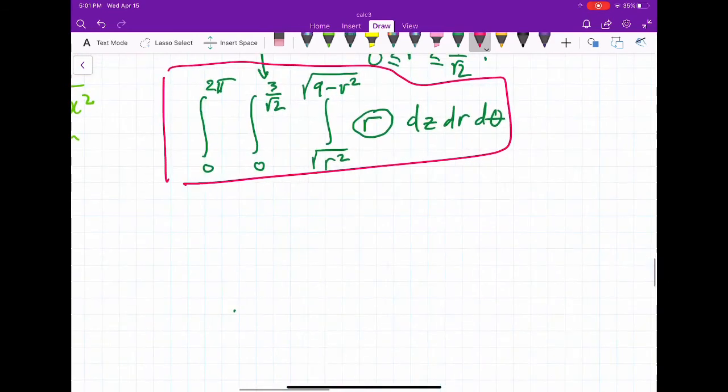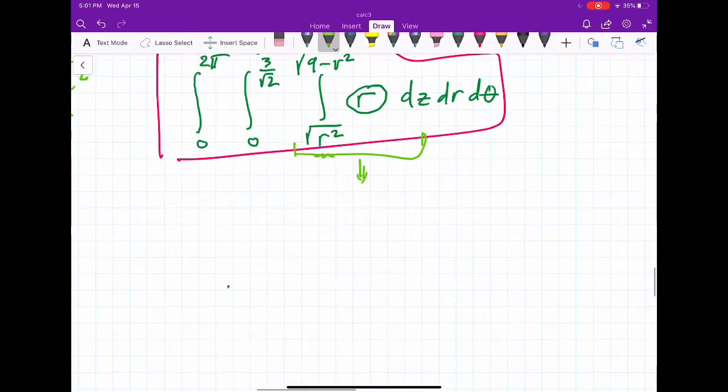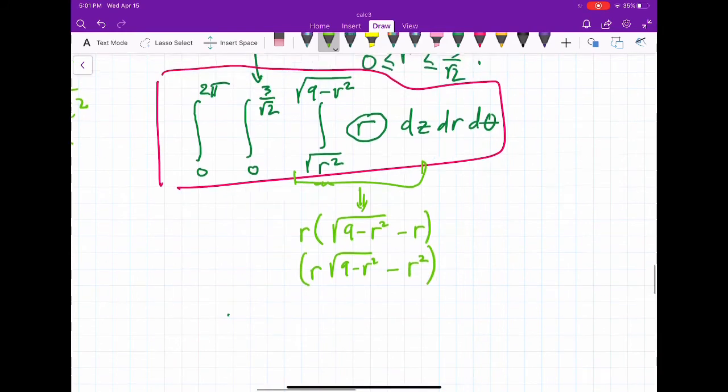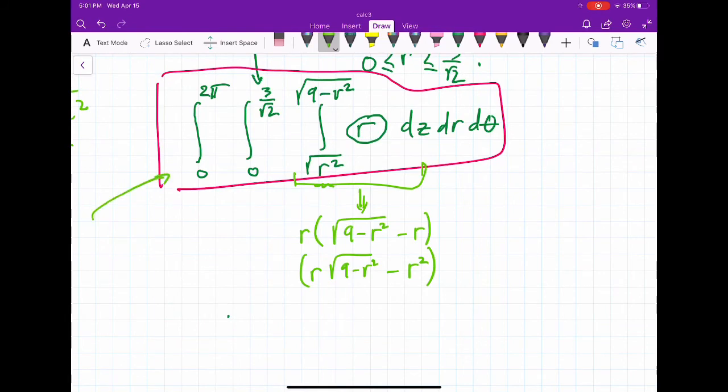All right, so I need to integrate the inside function in here. So this integral is nothing but r times square root of 9 minus r squared minus r, right? And this is r square root of 9 minus r squared minus r squared. We plug this into our integral. We get integral from 0 to 3 over square root of 2, here dr d theta, okay, from 0 to 2 pi.